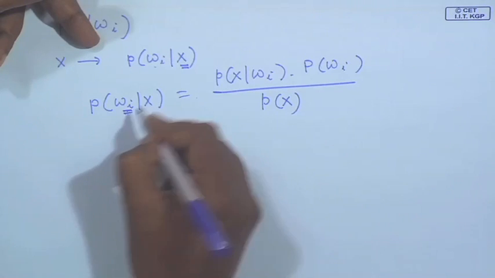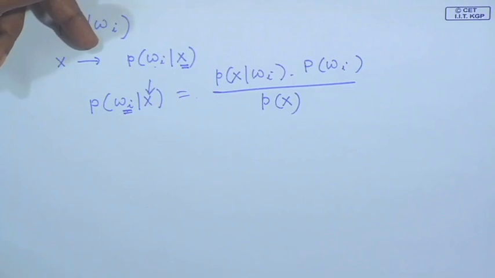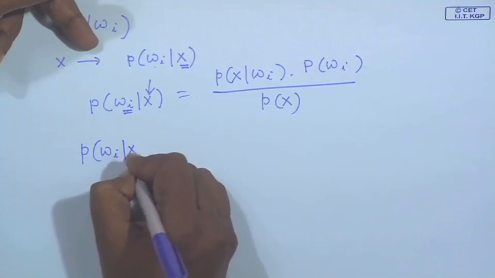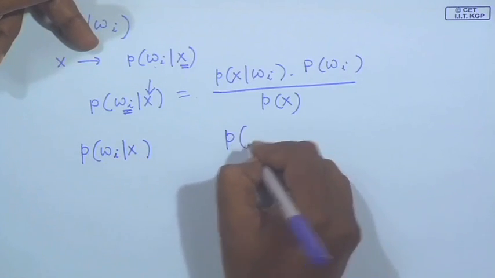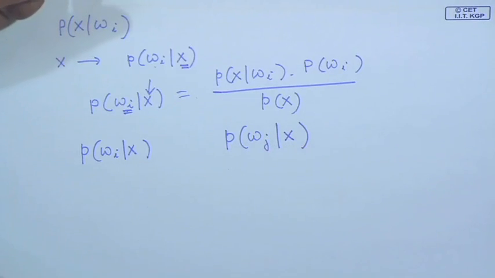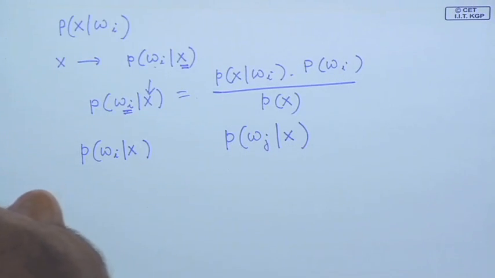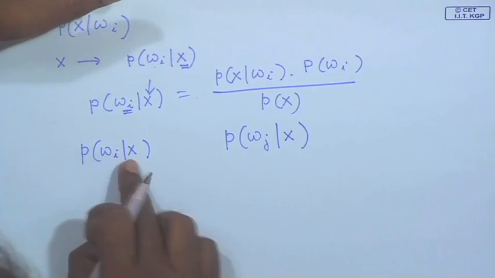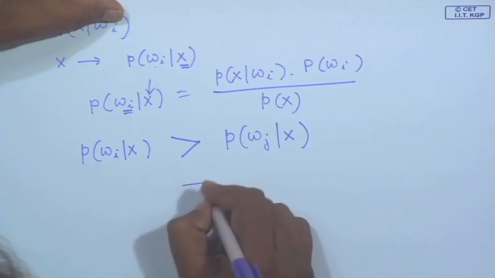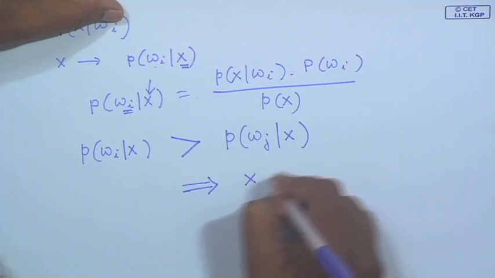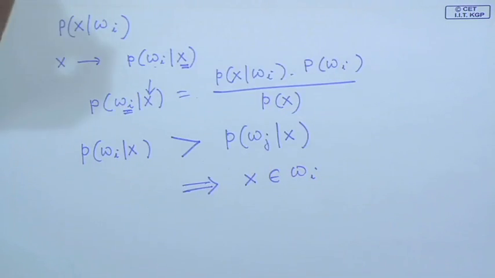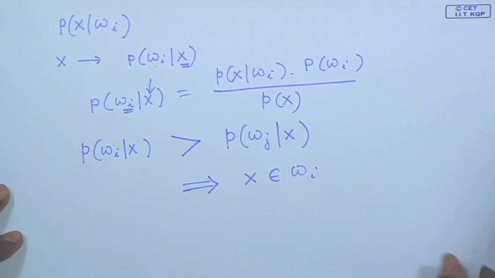So, if I have two classes and the same unknown sample x, I will compute P of omega i given x. I will also compute for another class omega j, P of omega j given x. So, these are two a posteriori probabilities. And if P of omega i given x is greater than P of omega j given x, then we conclude that x belongs to class omega i. So, this is what we have done with Bayes classification.